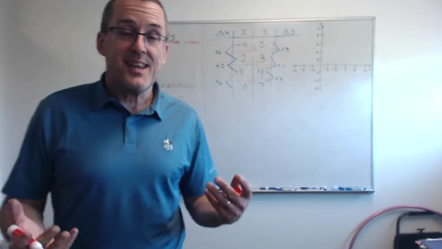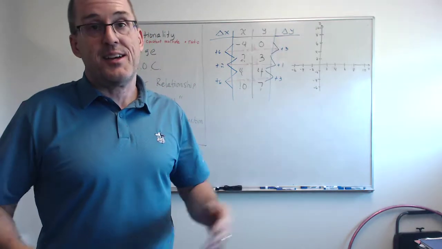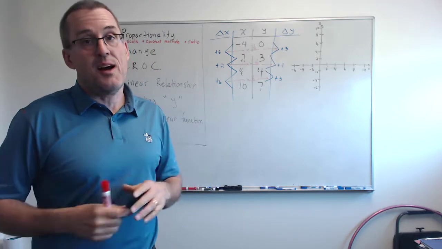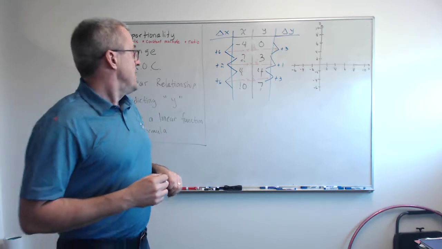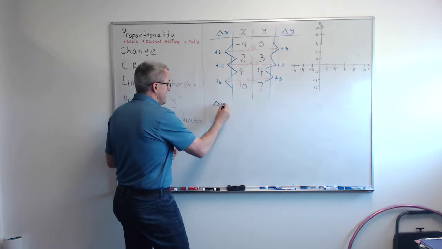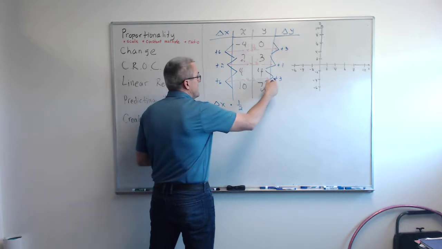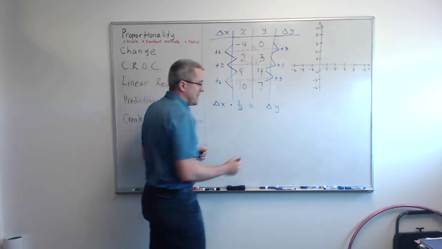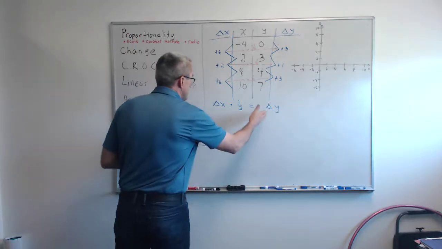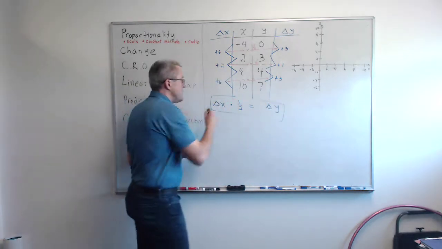So yes, we see a constant multiplier, not between x and y, but between the change in x and the change in y. So what we would say is the change in x and the change in y are in proportion. And what we can also claim is this. For any change in x, you multiply it by that 1/2, and you're going to get the corresponding change in y. And that's a pattern I want you to see, the relationship between delta x and delta y. And this relationship is going to be very useful to us.